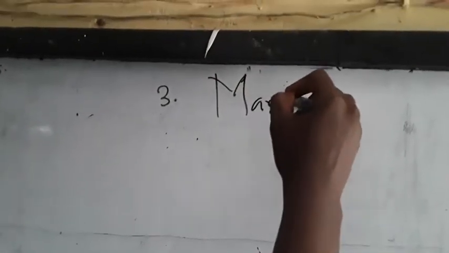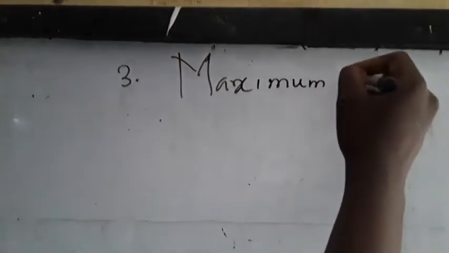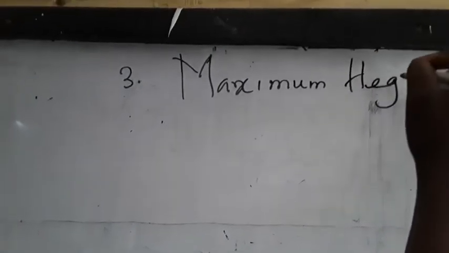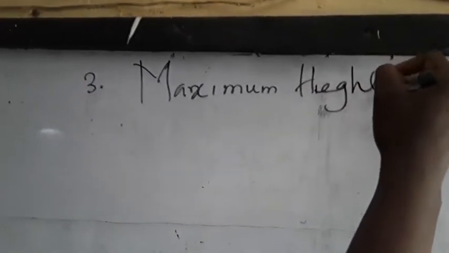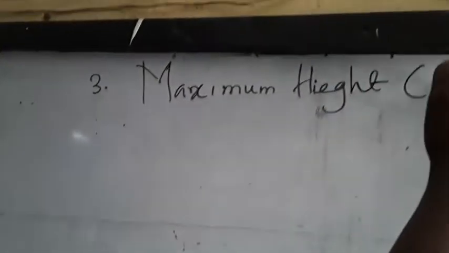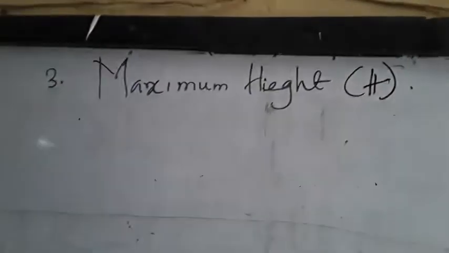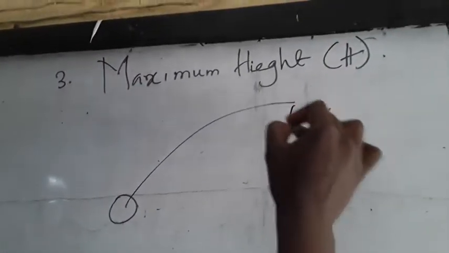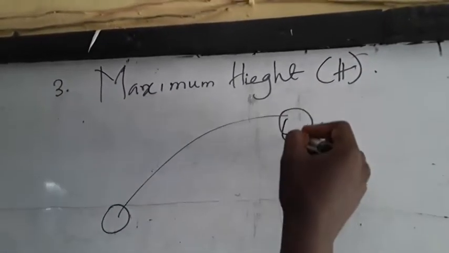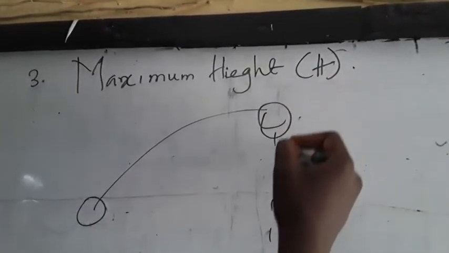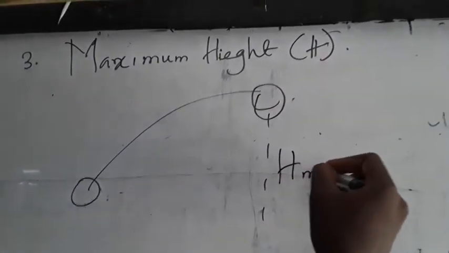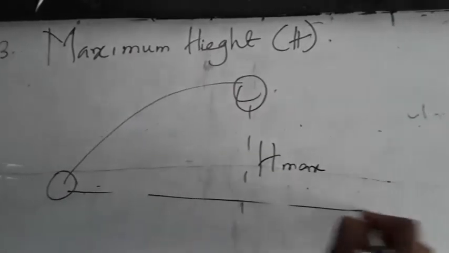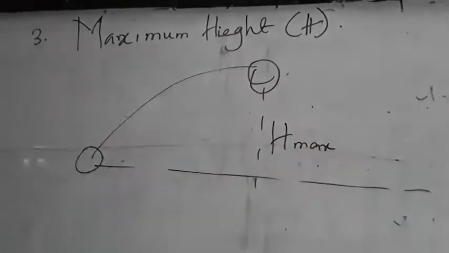So now let's move to the next one. Maximum height, which is H. So let us see how we can derive this. Now, we want to know the maximum height. That point whereby your V becomes zero. This is your maximum height from the ground state. We want to know the value for this.